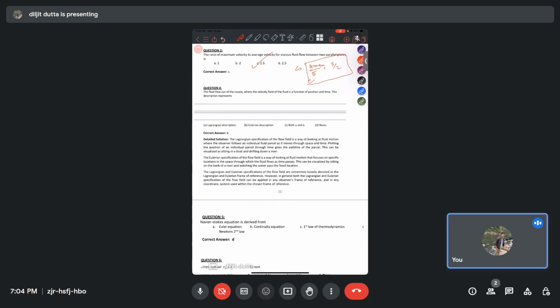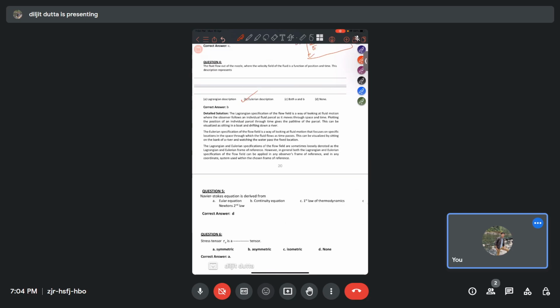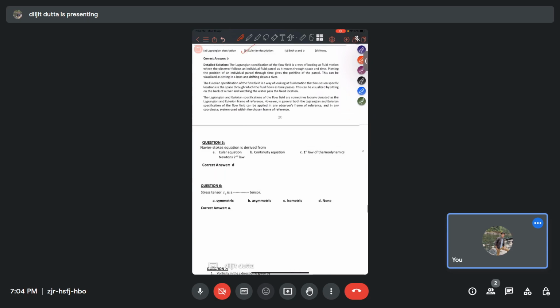The fluid in a nozzle where the velocity field is a function of position and time. This description represents the Eulerian description. In Eulerian, we define a position where we are measuring the velocity values, and then at that position, at different time intervals, we see what values of velocity or other parameters we are getting.